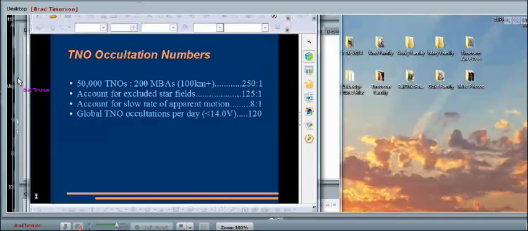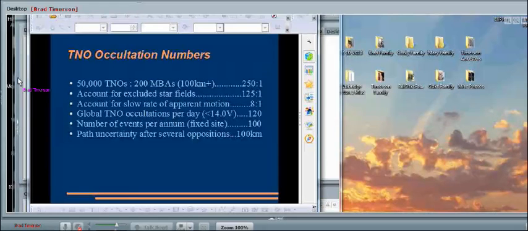That amounts to 120 events occurring somewhere on Earth each day. So many, in fact, that one is likely to be crossing the globe even as I speak. On average, a fixed observer will be within trans-Neptunian occultation paths 100 times over the course of a year, and potentially see one in an average week, after allowing for 50% being clouded out.